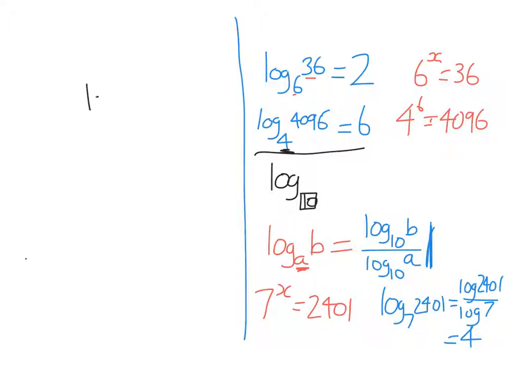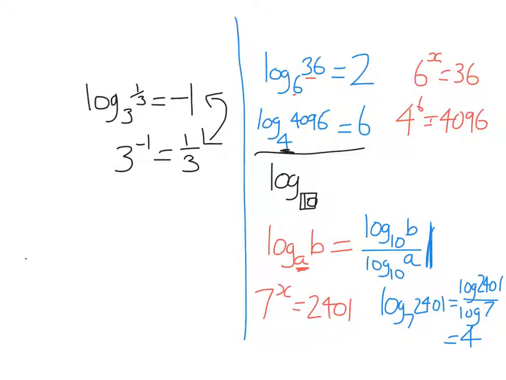Now logs can give you a negative answer as well. So if I put in this log 3 of a third, it's saying, to what power do I raise 3 to get a third? So hopefully you know by index laws the answer to that is -1, because 3 to the power of -1 is equal to a third. So again, that's the link between the exponential equation and the logarithm.